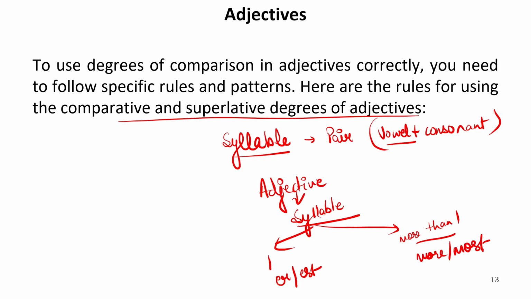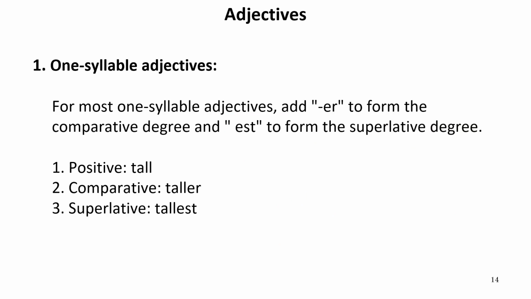So, this is a very basic rule. Whatever the adjective is given to us, we just look whether there is one syllable or more than that. If it contains only one syllable, we use ER or EST to convert the word into comparative and superlative respectively. But if it contains more than one syllable, we use more or most to convert the word into comparative and superlative respectively. That's it. Now let us see some rules over here as well.